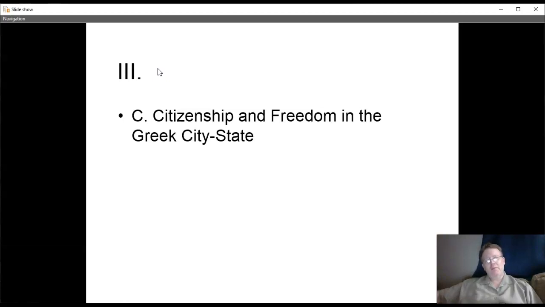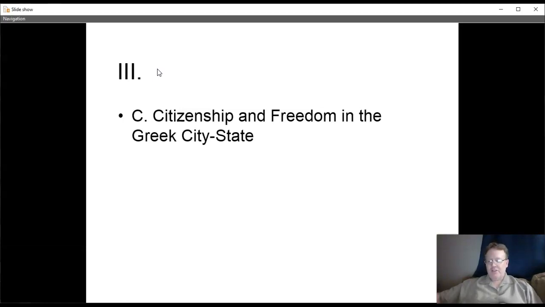I need to make it a little more clear. Free women did have some rights. But as far as those that were able to participate in government, it was only the free men. Free women had some rights, but only the free men really are the ones that contributed to the democracy, if you will.